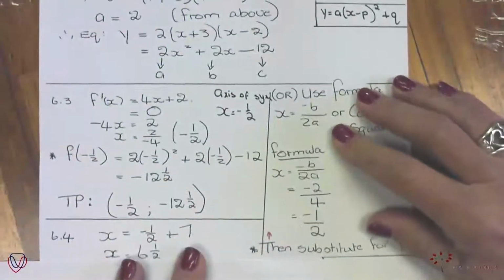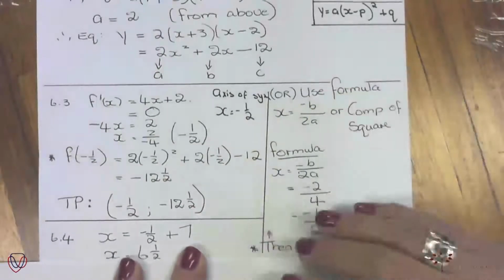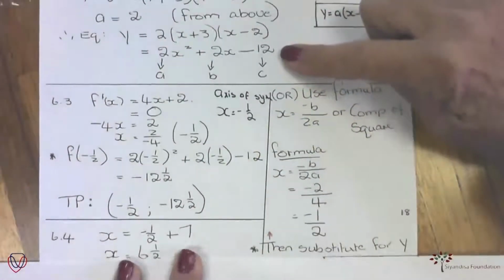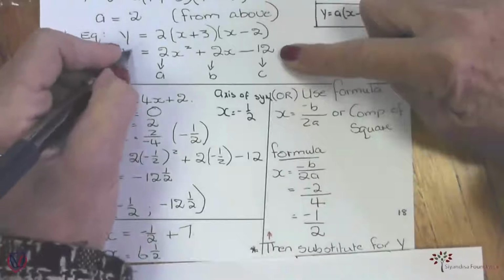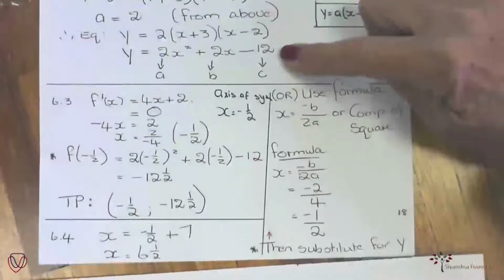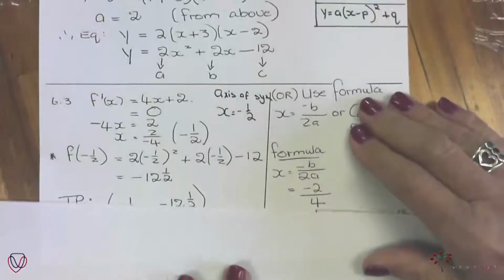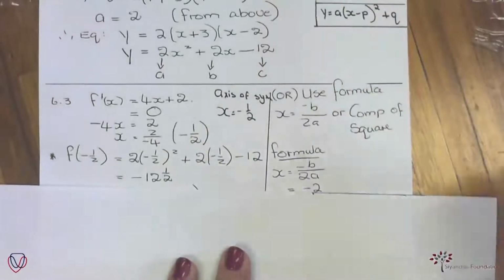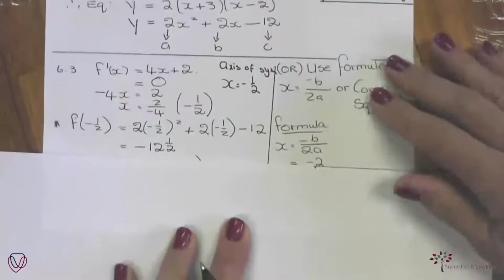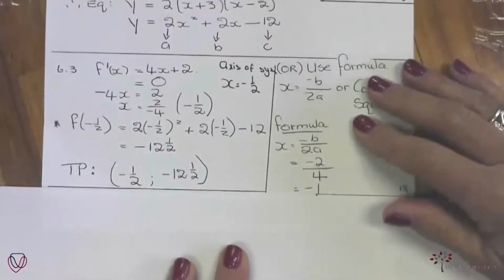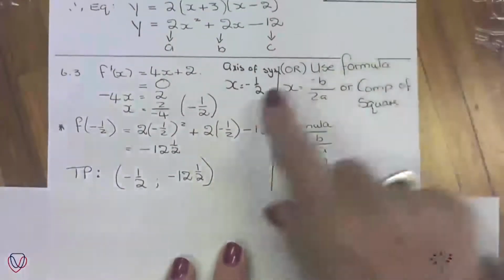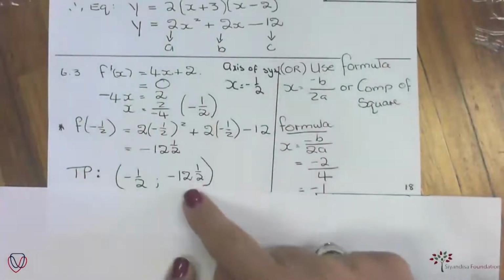There you have it. Now you take that x, you substitute it into the original equation to find y. Can you see that is your y? Yes. So you take a half, substitute it into that equation, and that gave me negative 12 and a half. You use your calculators for that, people. And then I can say the turning point is the axis of symmetry and the minimum value. This is a minimum. Can you see that?